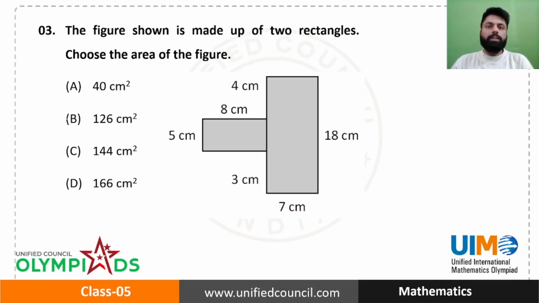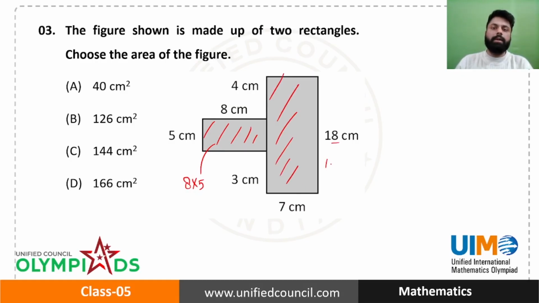The figure shown is made up of two rectangles. Calculate the area. So for this, the area is 8 multiplied by 5. For this, the area is 18 multiplied by 7. So 40 plus 126, that is equal to 166 centimeter square. The option.